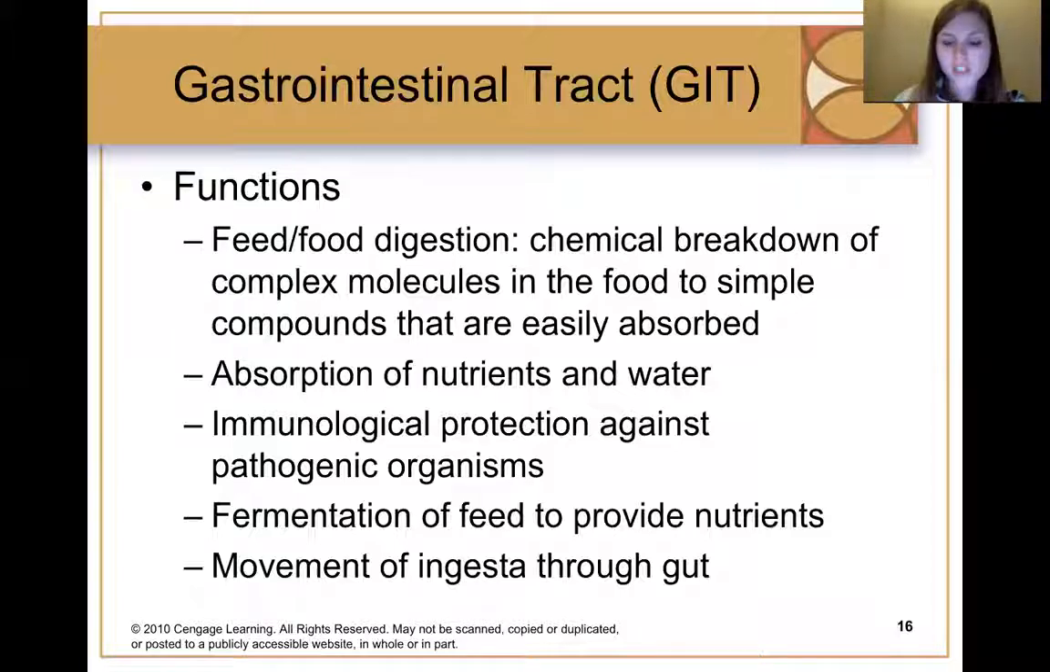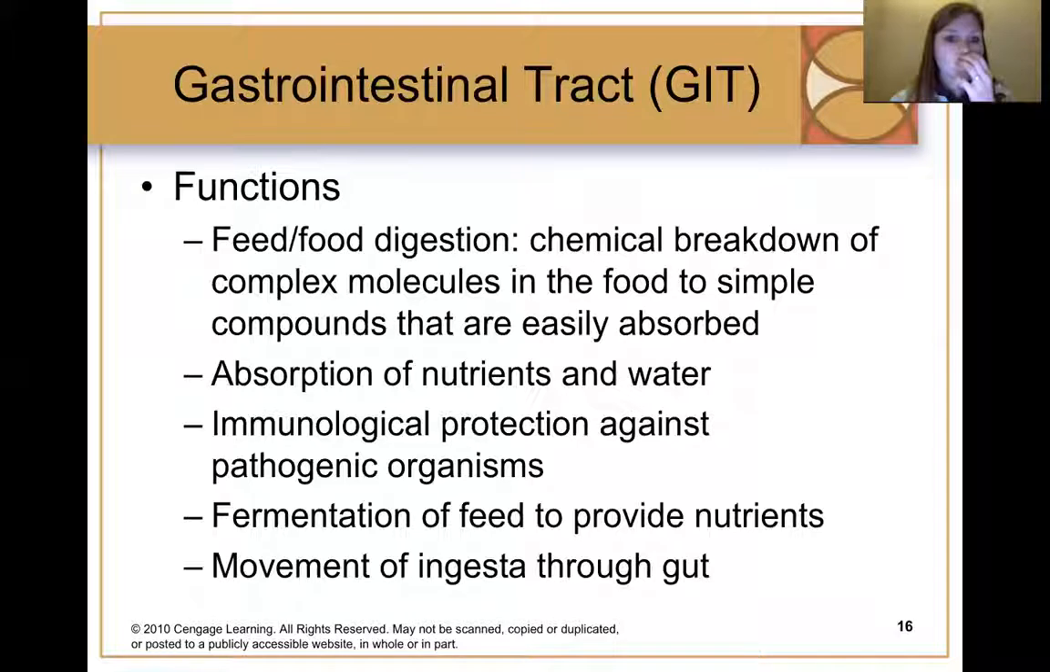So digestion is the chemical breakdown of complex molecules in the food or feed to simple compounds that can be easily absorbed. So we've talked about this a little bit when we've talked about the different digestive systems of the animals and how the feed is broken down. So that's really the main point of digestion. Because your gastrointestinal cells can't take in a huge bite of a sandwich or something like that. That has to be digested into something that the cells can absorb. So that's what happens in the gastrointestinal tract.